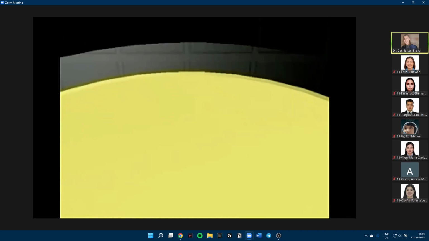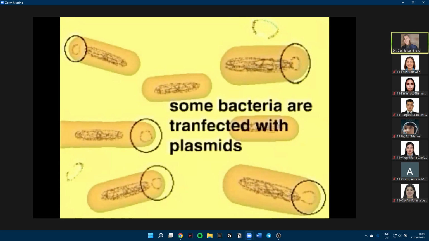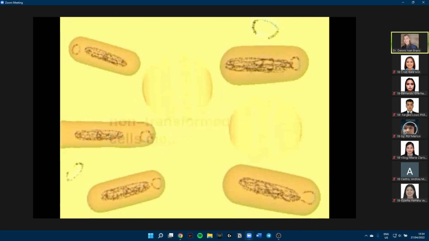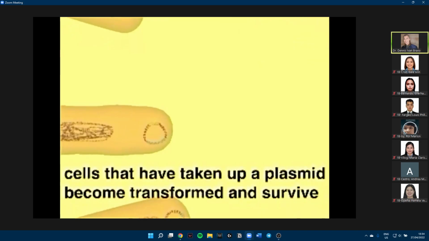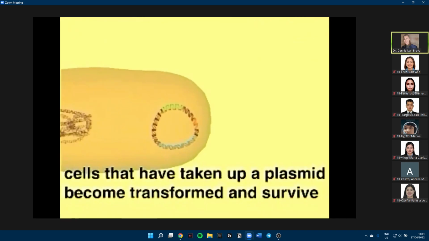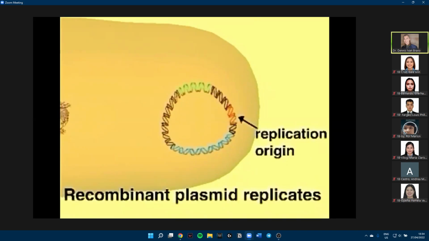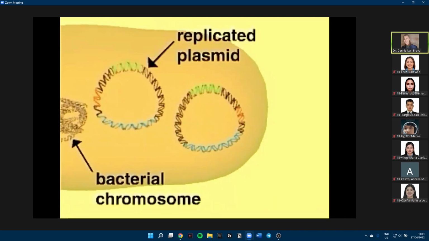So, of course, in this media, the microorganisms that were transformed contain the antibiotic resistance gene, and they are expected to survive, while those that were not transformed eventually perished. Let's go to the plasmid. Since it has the origin of replication, it can make use of helicase, SSB, and DNA polymerase within the host cell. So it can undergo the process of replication.